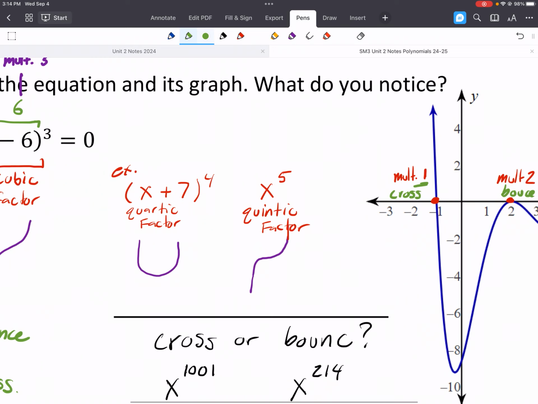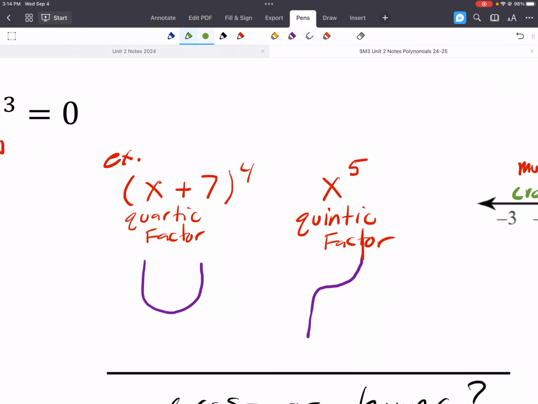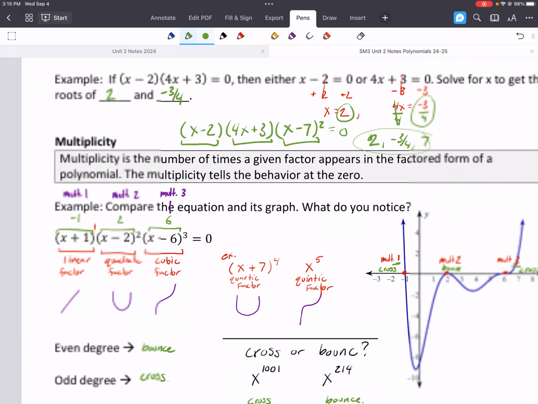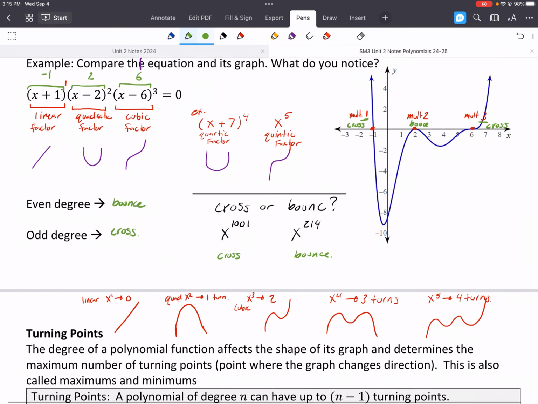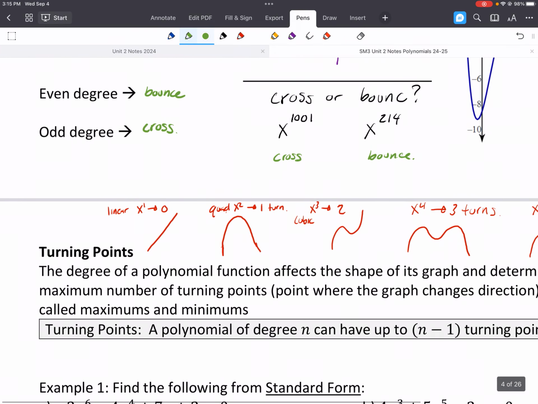Here's another example. If we extended that, a degree of 4 is called quartic. It would still behave kind of like a quadratic, it just gets a little more flat. The same with the quintic factor, a degree of 5. It acts a lot more like the cubic, it just gets wider. Anyway, that's multiplicity. The last thing is turning points.